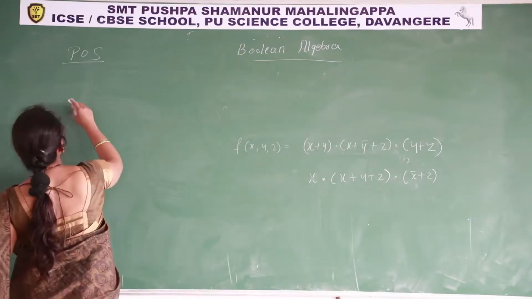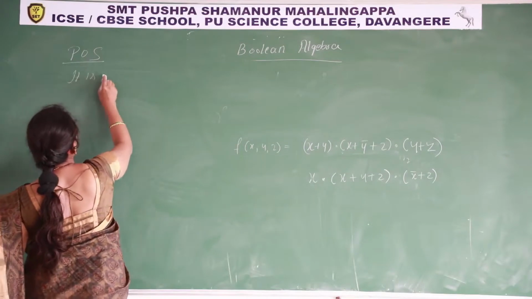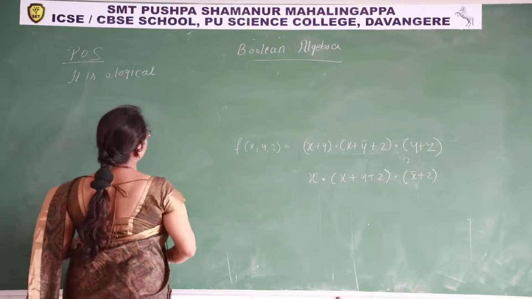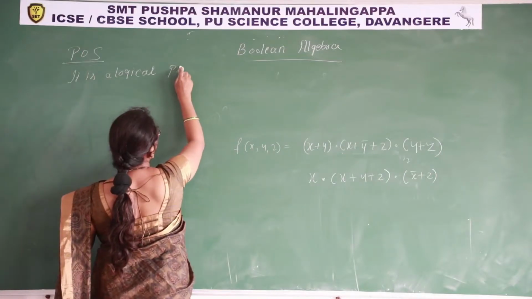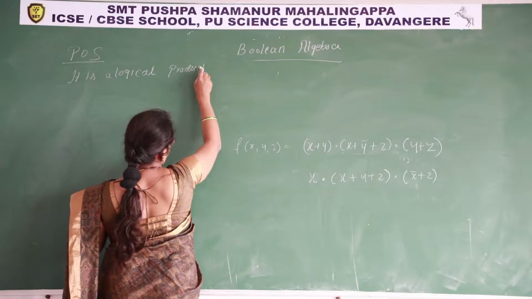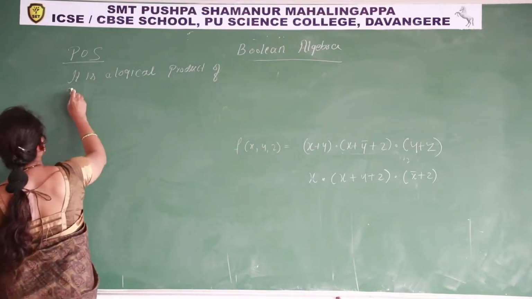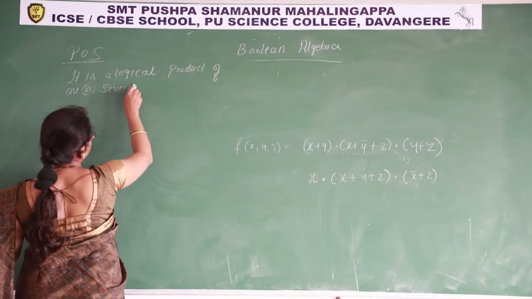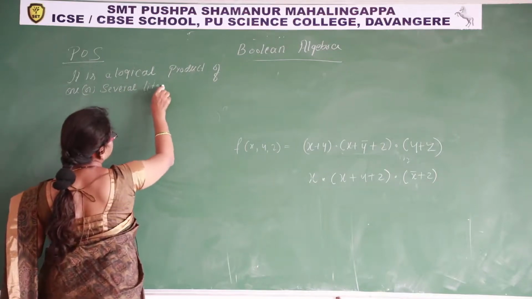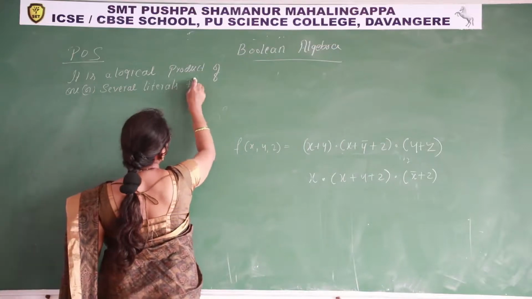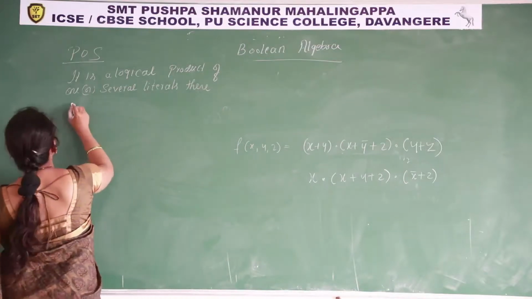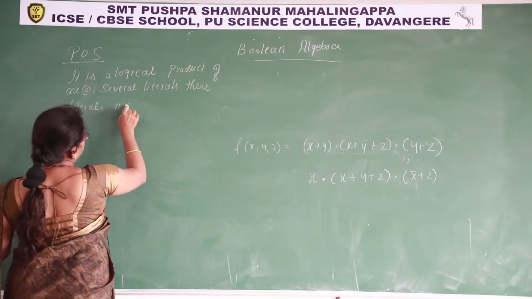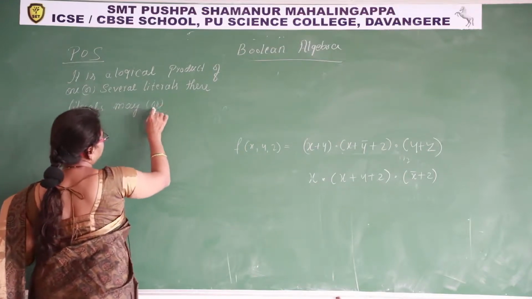So the definition becomes, you must add this word, logical: a logical product of one or several literals. These literals may or may not be complemented.